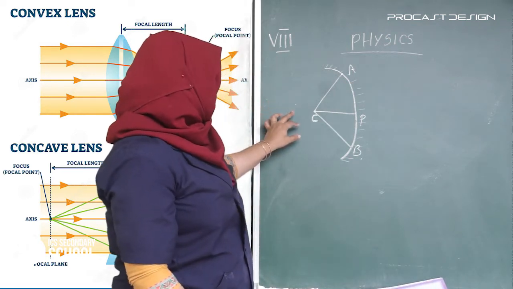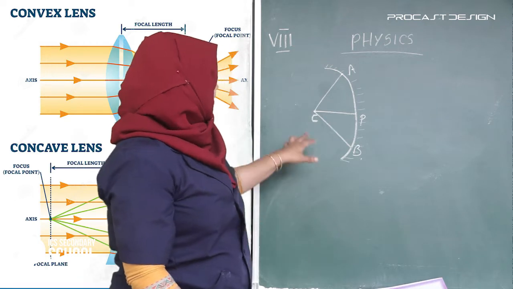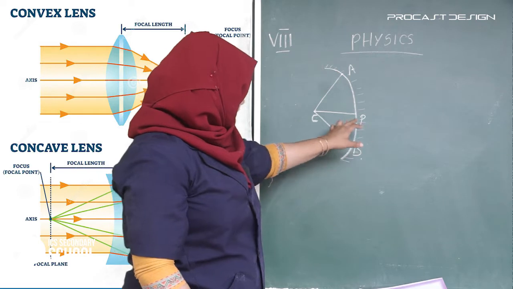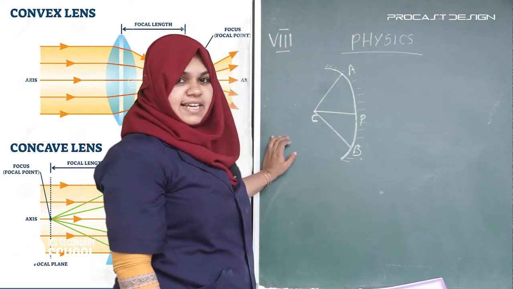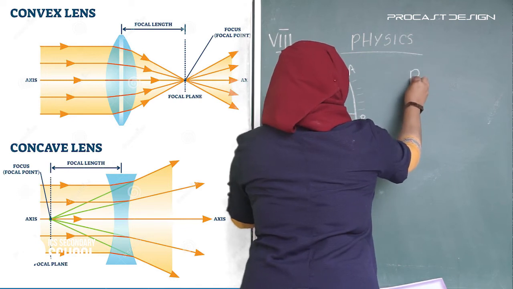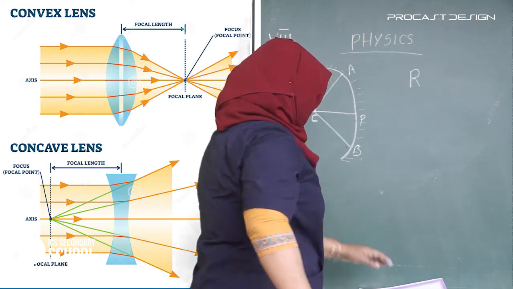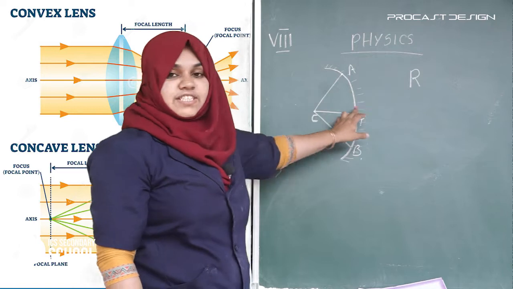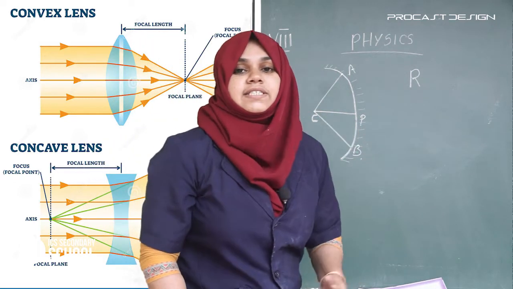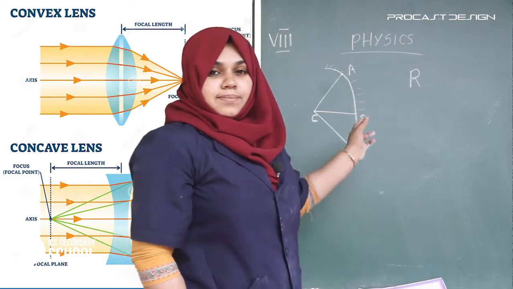Next, what is radius of curvature? Radius of curvature is indicated by the capital letter R. It is the radius of the sphere of which the mirror is a part.